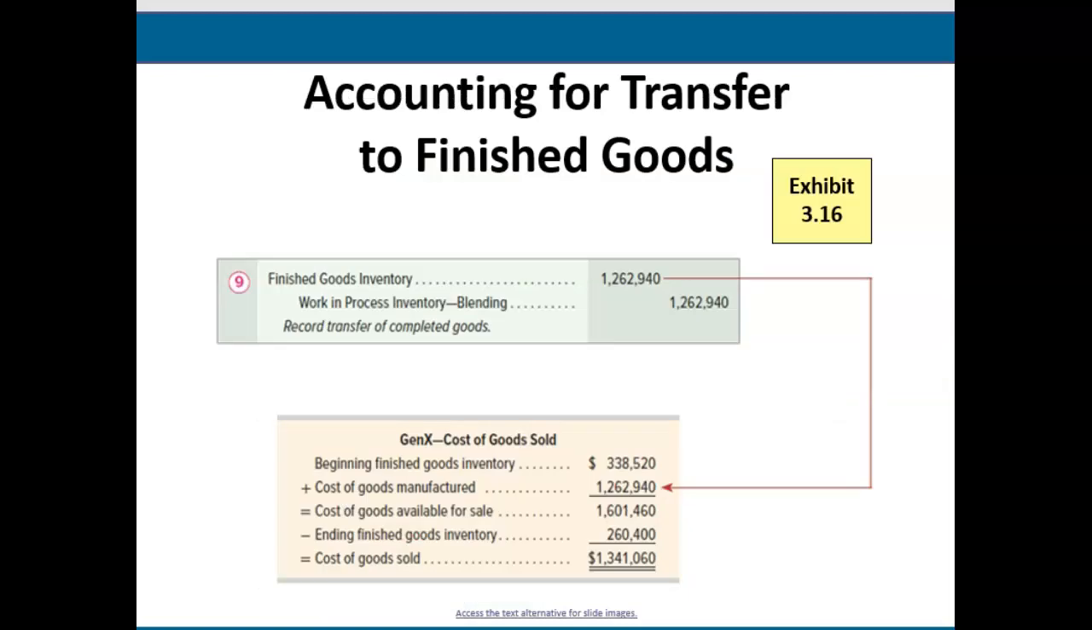Accounting for transfer to finished goods. Arrow 9 in Exhibit 3.16 shows us the transfer of units and costs from the blending department to the finished goods inventory. The blending department transferred 97,000 completed units along with cost of $1,262,940 to finished goods. The entry to record this transfer is shown here.